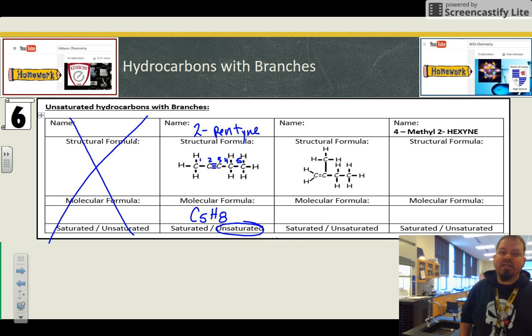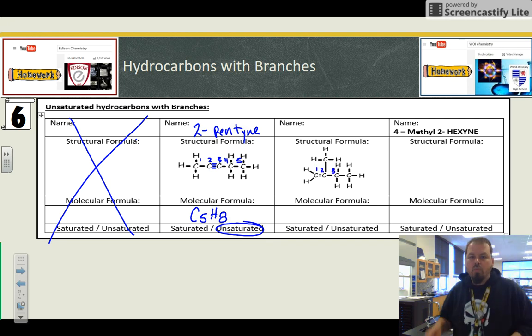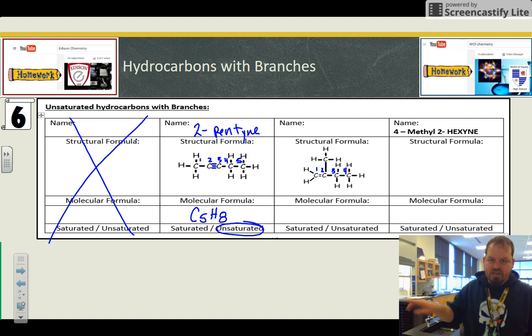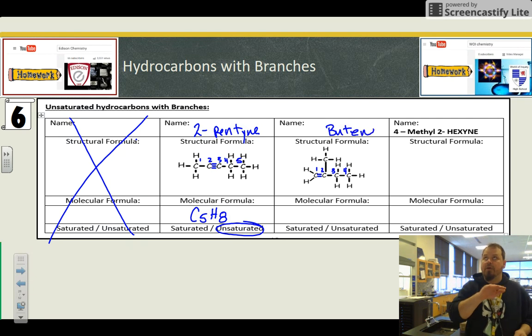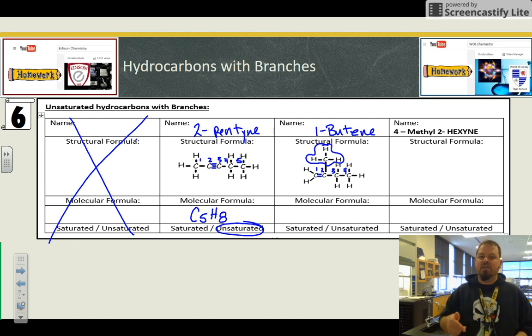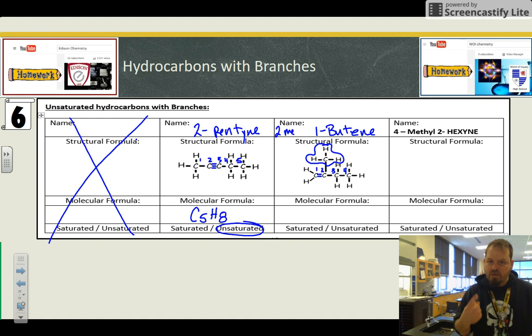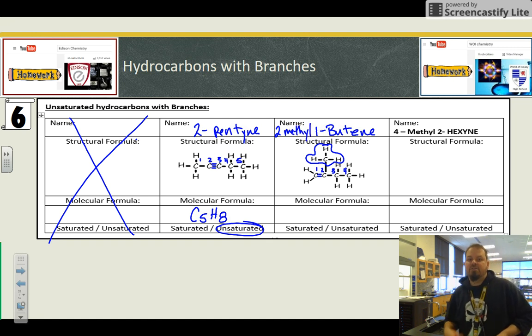This one, though, this has both. 1, 2, 3, 4, and either way it's 4, right? But we need the parent chain that has the double bond in it. So but is 4. On the first carbon, there is a double bond, so that is the butene. Notice how we did that piece first. Now I have a methyl group, which is a 1 carbon side chain, and it's on the second carbon of the parent backbone, so that's why it's 2-methyl-1-butene. And because it is an ene, it is unsaturated.